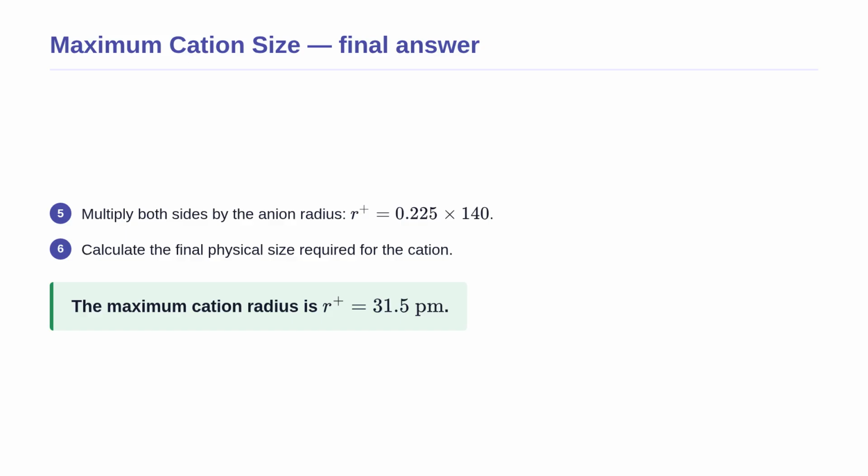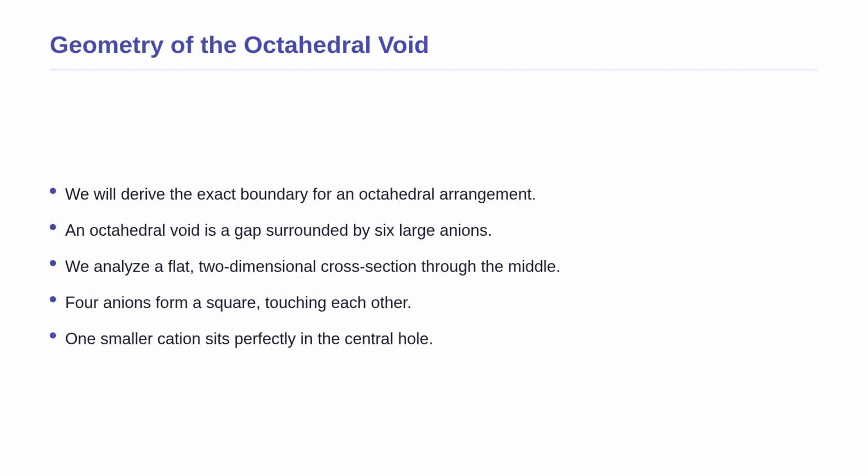This means a cation of exactly this size will fit perfectly into the tetrahedral gap. If the cation were even 1 picometer larger, it would begin to push the oxide anions apart, distorting the perfect packing of the crystal.